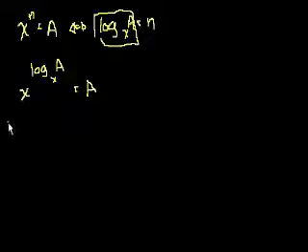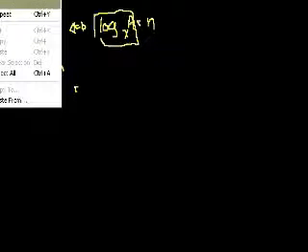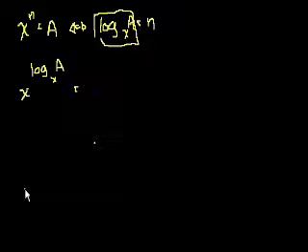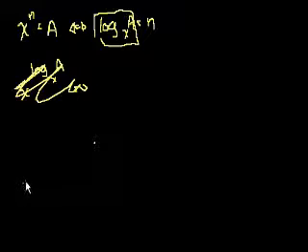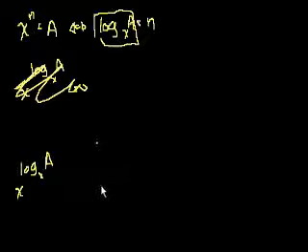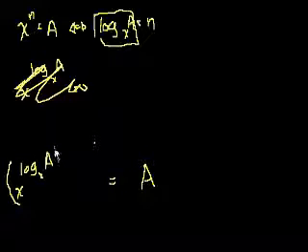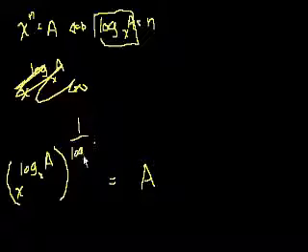Fascinating. Now this is going to get pretty messy, so let me write it down here with more space because I'm going to do something fancy. So x to the log base x of a equals a. Now I want to raise both sides of this equation to 1 over this exponent. So I'm going to raise that to 1 over log base x of a. If I do something to one side of the equation, I have to do it to the other. So that's equal to a to 1 over log base x of a.